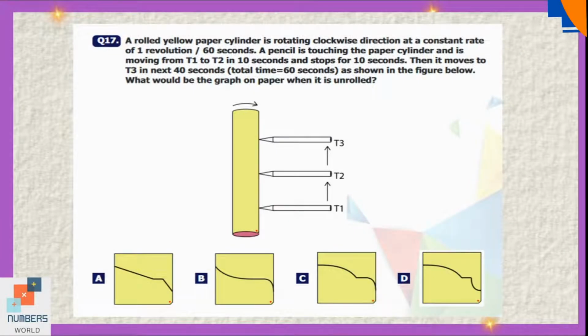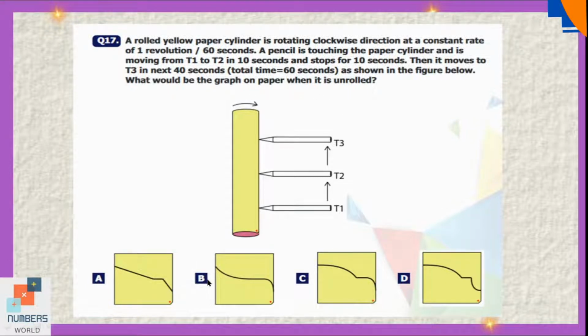Question number 17. A rolled yellow paper cylinder is rotating clockwise direction at a constant rate of 1 revolution per 60 seconds. A pencil is touching the paper cylinder and is moving from T1 to T2 in 10 seconds and stops for 10 seconds. Then it moves to T3 in next 40 seconds. Total time is equal to 60 seconds as shown in the figure below. What would be the graph on paper when it is unrolled?